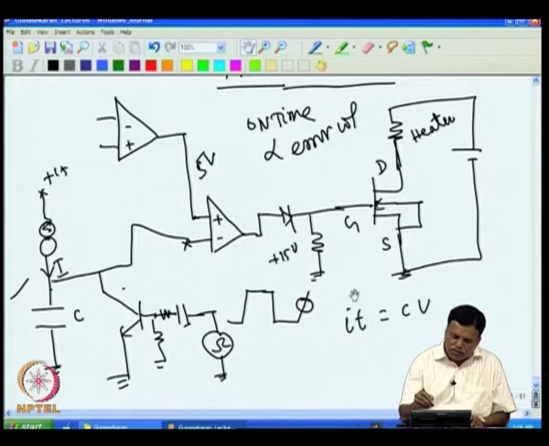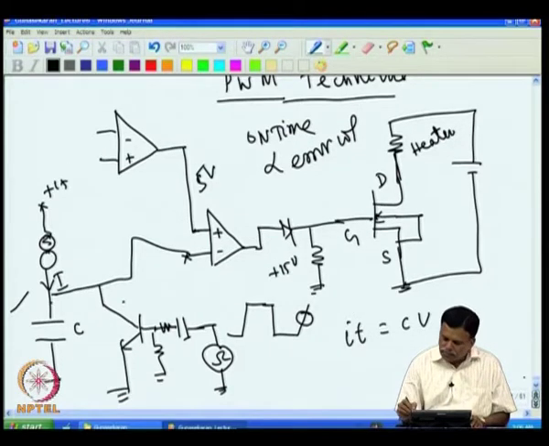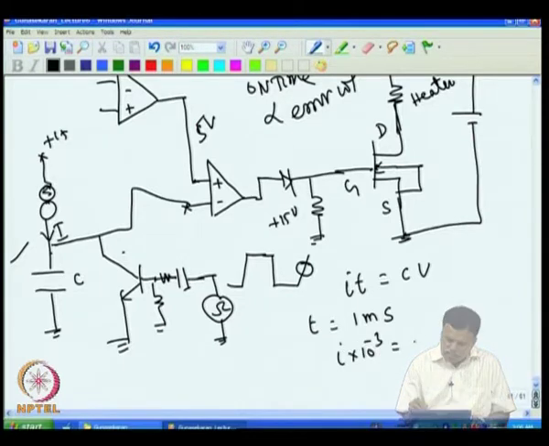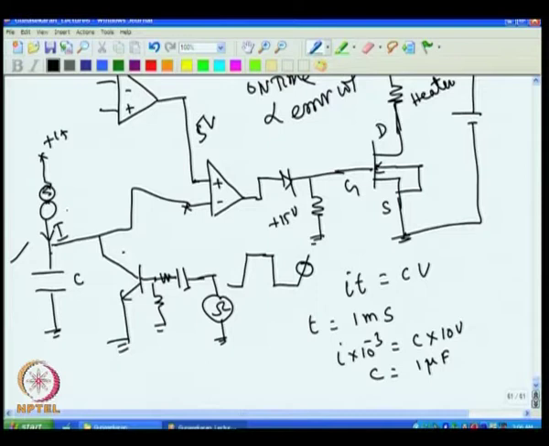For example, if I want T equal to 1 millisecond, the time period of the square wave generator, then I times 1 millisecond equals C times V. If I want 10 volt as the peak of the sawtooth, I take 10 and can select I and C. If I fix C, I is automatically determined. For example, C I can take as 1 microfarad, and then I follows, and you make a constant current source of that value. That will give you the sawtooth wave here, which will be compared with the reference, and that will drive the heater on and off.